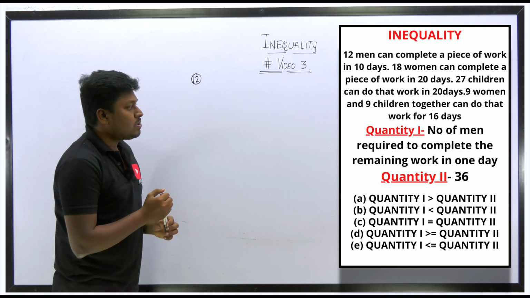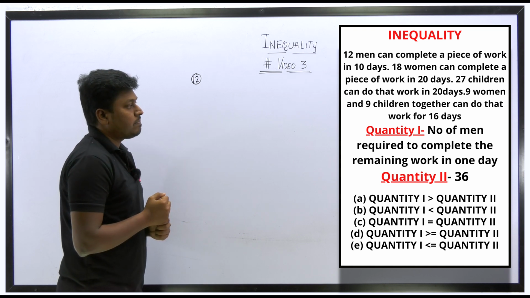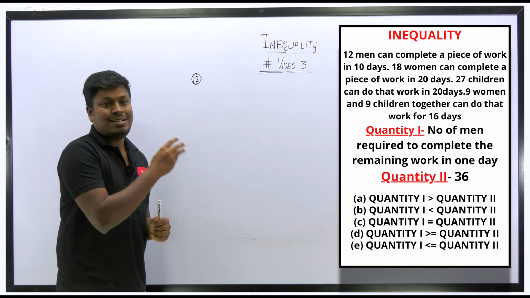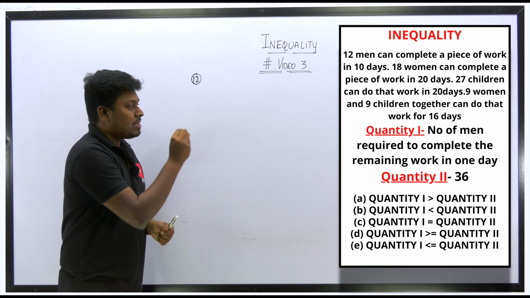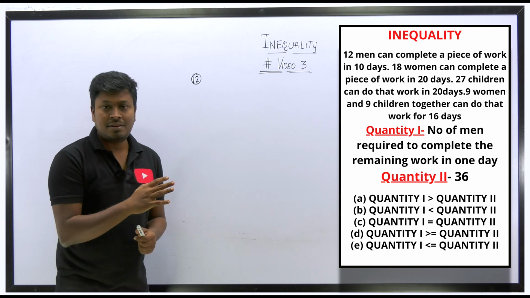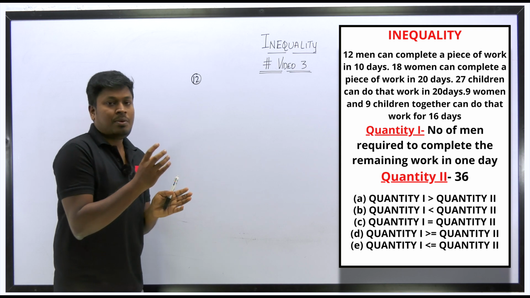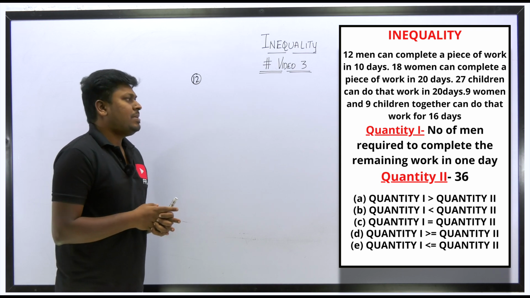So quantity 1 is what? The number of men required to complete the remaining work. Quantity 2 is a direct answer because 36 has been given. So in quantity 2 we don't need to find anything because the answer 36 has been directly given. So only quantity 1 we have to solve: the remaining work alone, how many men are able to complete it. Got it? So interesting question.